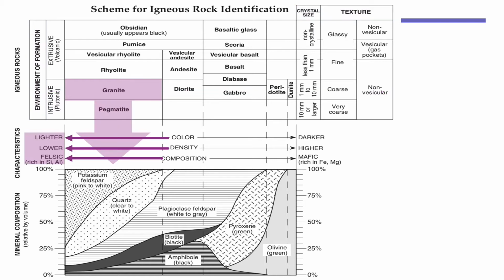You can also get information from the middle part of the chart. If you take granite and bring it down to the middle, you can get information on the color, which is a light color, density, which is low density, and composition, which is felsic. Any felsic rock is going to have a light color and a low density. Also, below the word felsic in parentheses, you'll see that any rock that is felsic is going to be rich in silicon and aluminum, and those are elements that are found within the minerals inside felsic igneous rocks.